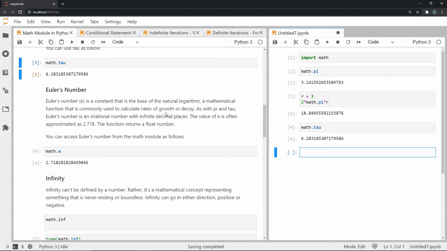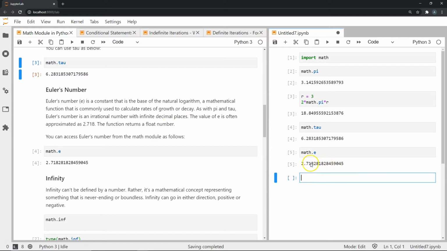As with constants like pi and tau, Euler's number is an irrational number with infinite decimal places. In short, it is denoted by the small letter e. The value of e is usually approximated to around 2.718. So how do we call this constant? It is simply math.e. This is how we do it, and you get this value.